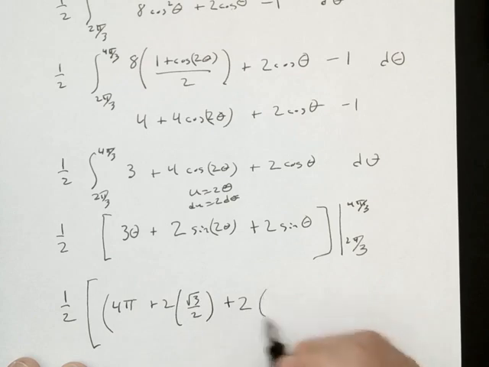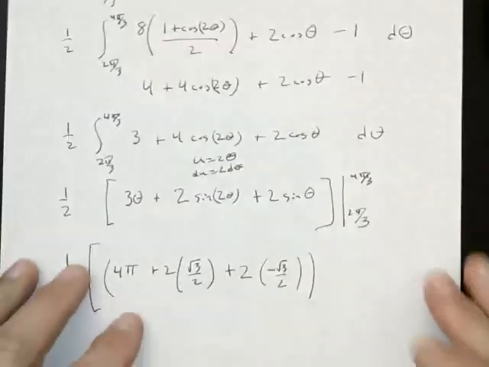Plus 2 sine of 4 pi over 3. Where's 4 pi over 3? Say again? Third quadrant, which means its sign is negative. Hey, wait a minute, what's going to happen right there? Those two cancel each other out perfectly.